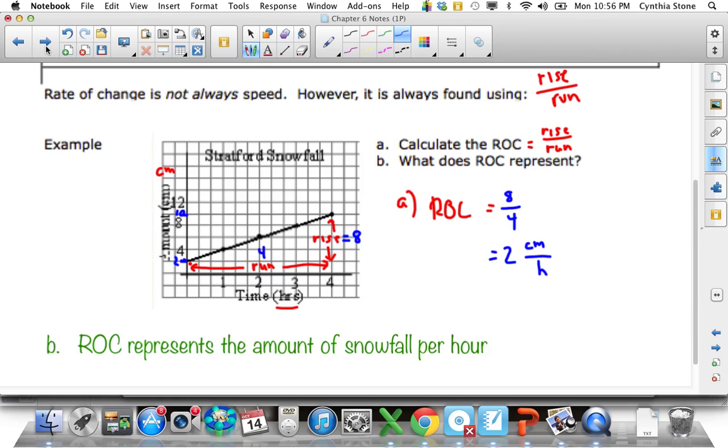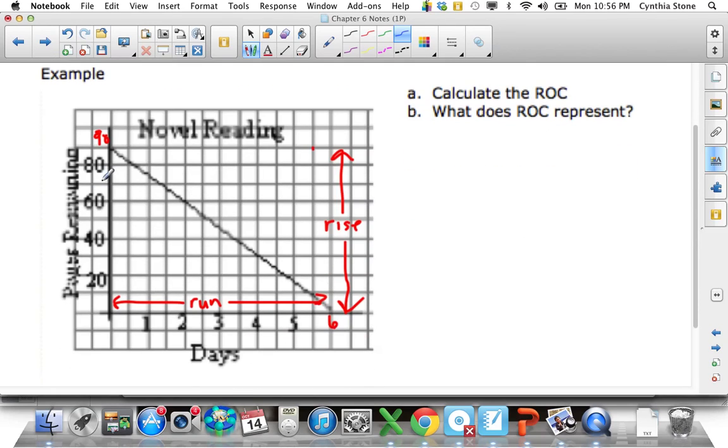Next, just another example. This is an interesting one. This one is someone reading a book, maybe Ferd's reading a book, and it's pages remaining. That's horrible. Horrible, can't read it very well. I hope yours is better. The y-axis then really is pages. If we're going to give it a unit, it's just pages.